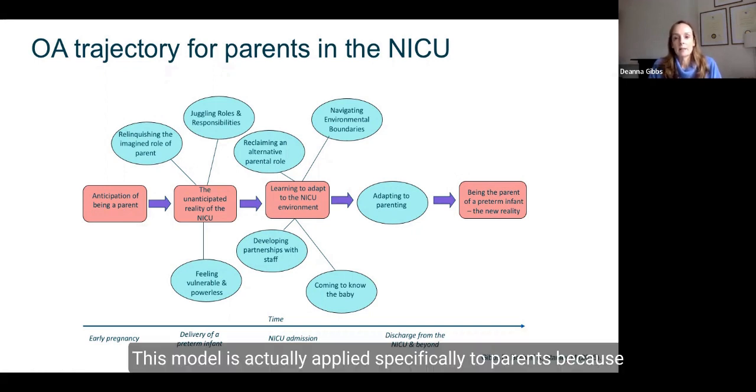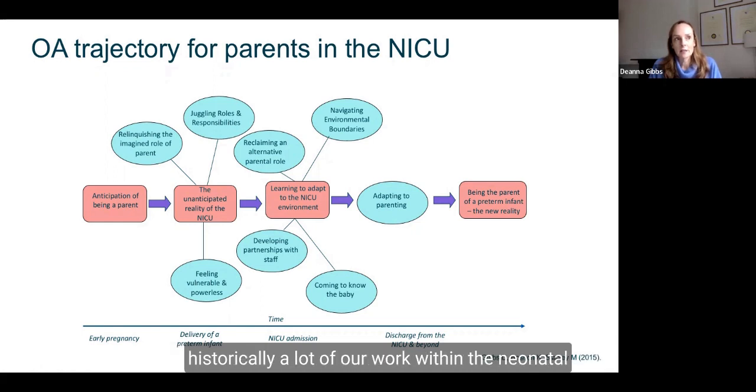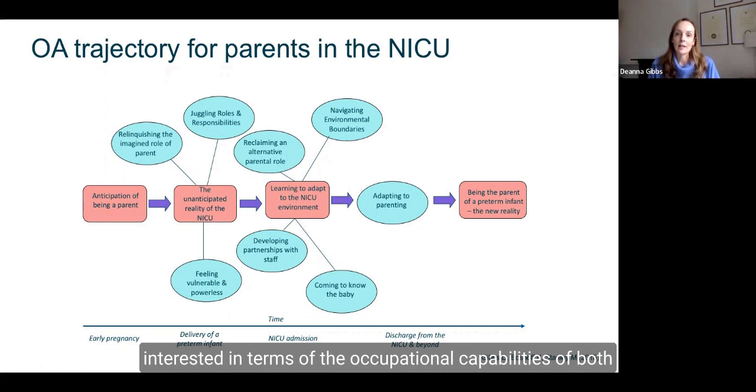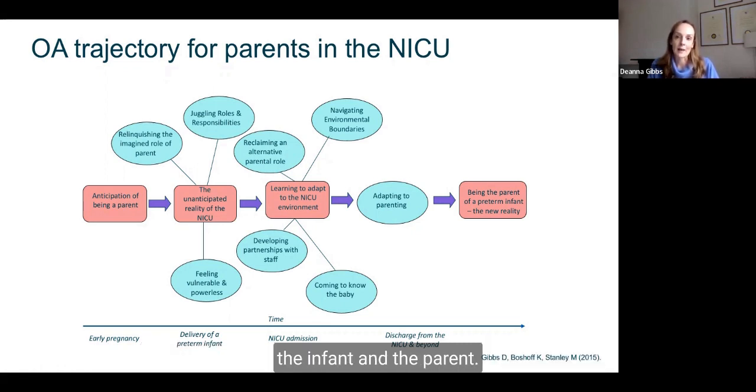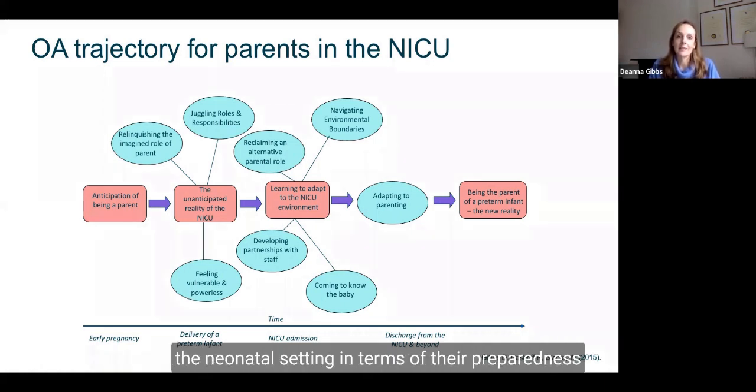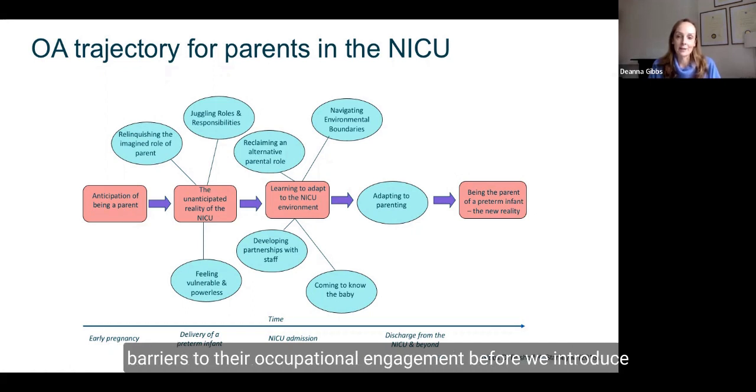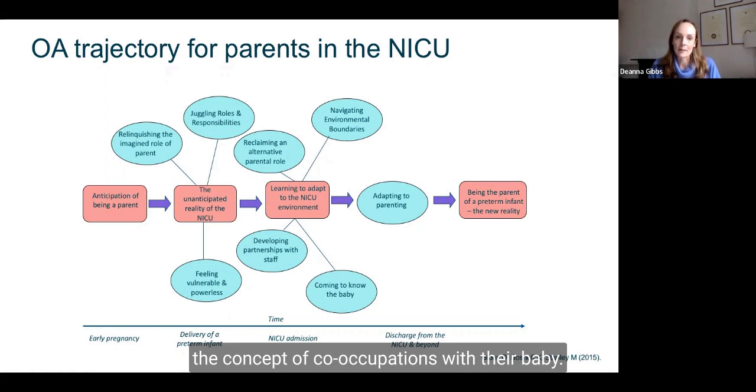This model is actually applied specifically to parents because historically a lot of our work within the neonatal setting has been very infant focused, but more recently has evolved to a more family focus, where we're very interested in terms of the occupational capabilities of both the infant and the parent. But I think it's sometimes helpful for us to take a step back and actually think about the parent as a client themselves in the neonatal setting, in terms of their preparedness and readiness, and perhaps some of the facilitation barriers to their occupational engagement before we introduce the concept of co-occupations with their baby.